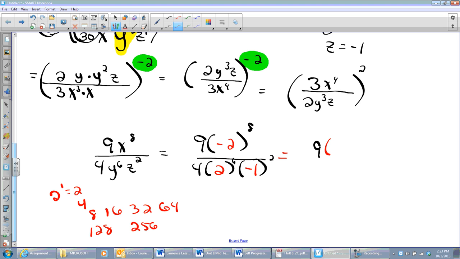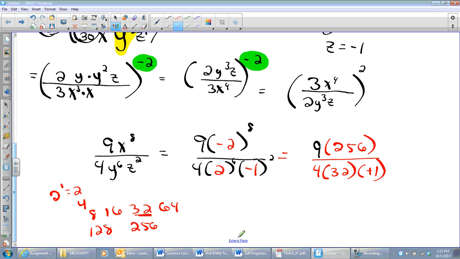So I'm going to have 9 times 256. I'm not going to multiply that yet. You'll see why in a second. Now I'm going to have a 4 in my denominator. And I'm going to have a 2 to the sixth. Well, that's going to be 32. Okay. And then a negative 1 squared is going to be negative 1. Now, it's going to be positive 1, excuse me.